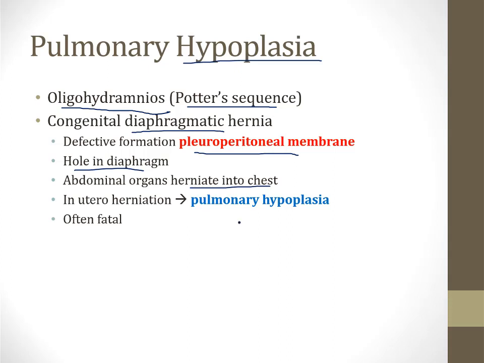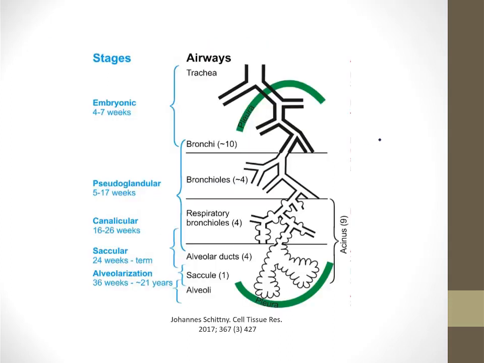And when this happens, this leads to underdevelopment of the lungs. This is often a fatal condition. If we go back to this slide, remember that the lungs bud off of the foregut, the future esophagus, and then they grow downward toward the abdomen. If there is a hole in the diaphragm and abdominal contents push up into the thorax, then the lungs won't be able to grow and develop.